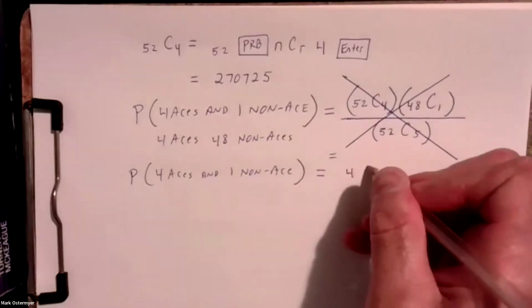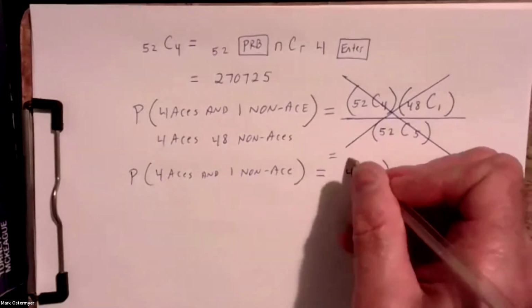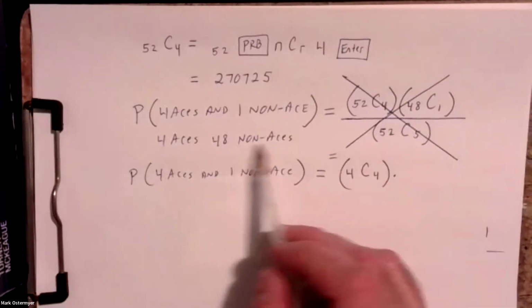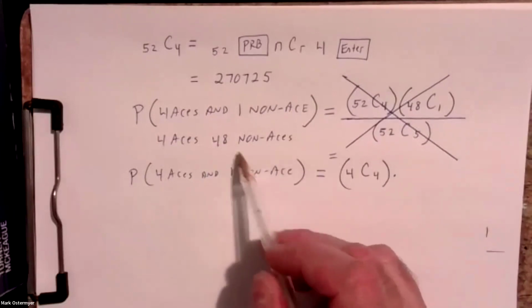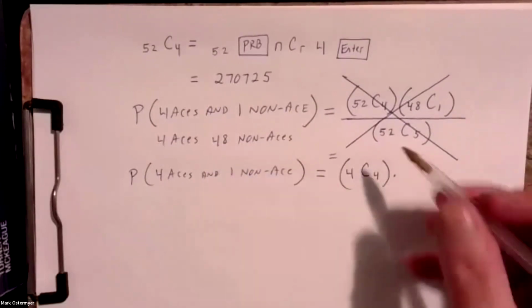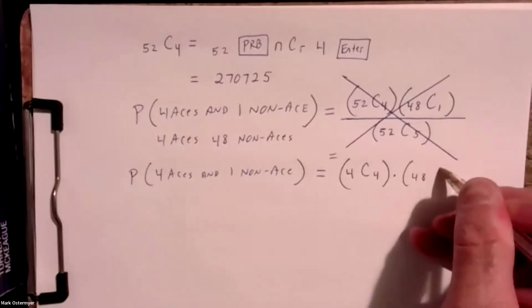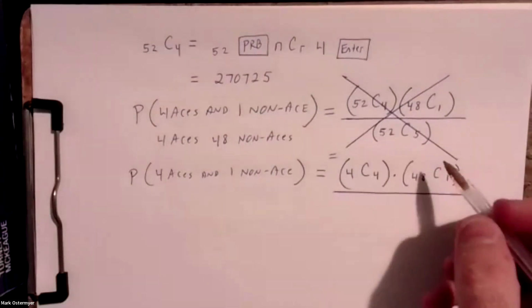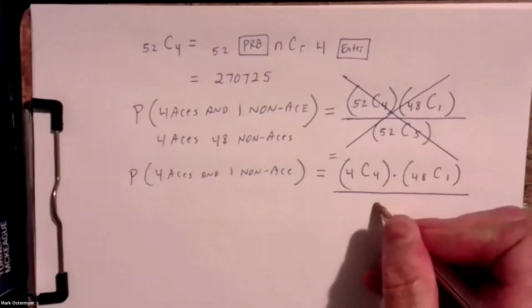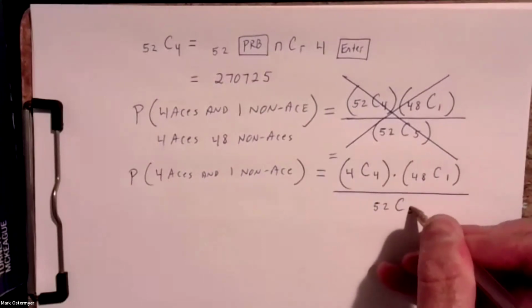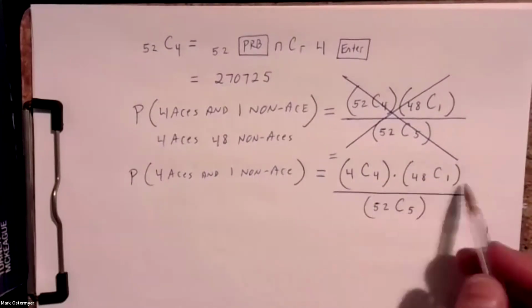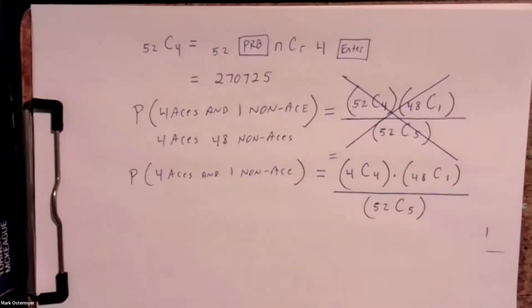That's going to be 4 in combination with 4. I do apologize. Times how many ways can you choose a non-ace from the remaining cards? You have 48 non-aces. We need to choose one of them. So that's going to be 48 in combination with 1. This then will be divided by the total number of ways you can choose 5 cards from 52 cards. 52 in combination with 5. This should work. Again, I strongly recommend that you put parentheses around the combinations. Otherwise, you could get a logical error. So let's try that now.